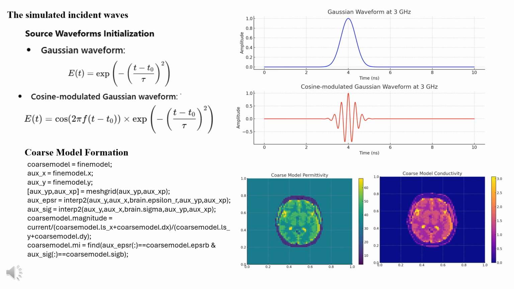This equation represents a simple Gaussian pulse, where t0 is the time at which the pulse reaches its peak, and tau defines the width of the pulse. The waveform rapidly grows to a peak and then symmetrically decays, forming a smooth bell-like curve, as we can see in the top right plot. This plot shows the Gaussian waveform at a frequency of 3 GHz, peaking at around 4 nanoseconds. The amplitude rises smoothly and then falls back to zero, demonstrating the typical behavior of a Gaussian waveform.